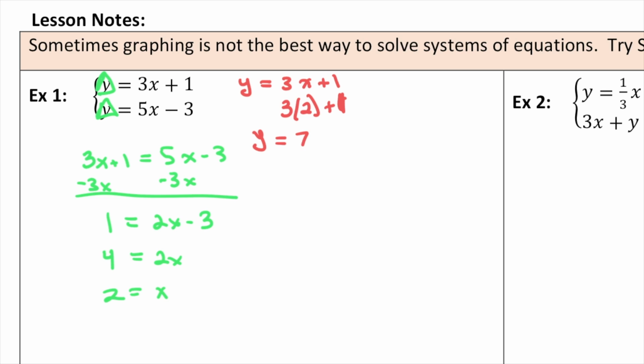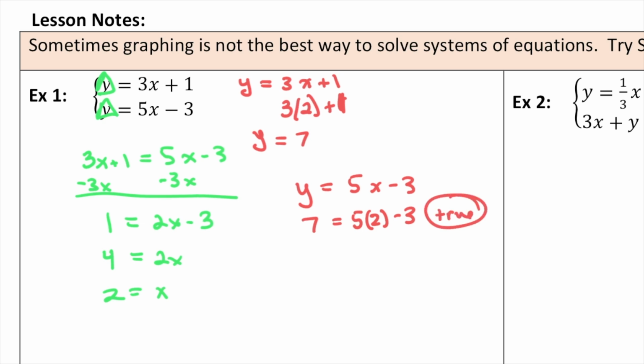Then you can check your answer using your second equation, y equals 5x minus 3. If we substitute 7 and 2, do we get a true statement? In this case, it is true. Remember to write your answer as an ordered pair, (2, 7).